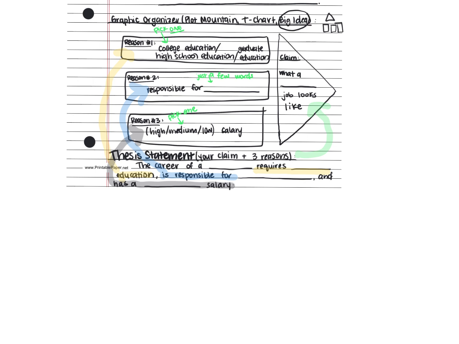Because then eventually we're getting to the point where this is paragraph 1 or paragraph 2. This is paragraph 3. And this is paragraph 4. So overall, you should have your graphic organizer filled out and your thesis statement.